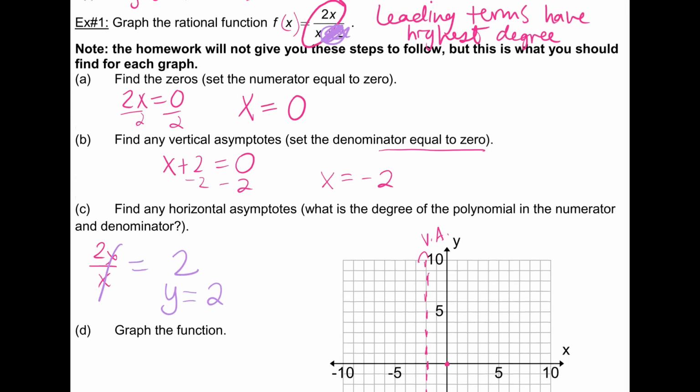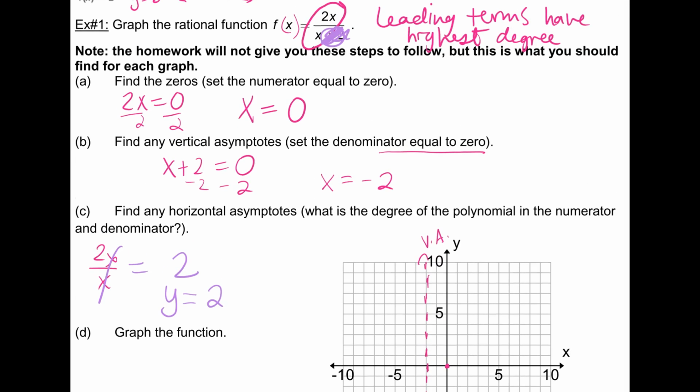Go over it again? Yes. So to find horizontal asymptotes, you look at the leading terms. The leading terms are the ones that have the highest degree, aka the ones with the biggest exponent.